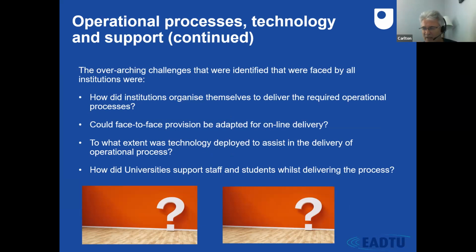So the first is, how did the institutions organize themselves to deliver what was required? Many institutions looked to see what they did already in a face-to-face environment, and then looked to see if they could adapt that for online delivery. So that was the second point. Clearly, in doing that, many areas needed to make use of various aspects of technology. So that formed the third point: to what extent was technology deployed to assist in delivery? And also, whilst all this was going on, universities had to support both staff and students in being able to deliver these new processes. The fourth aspect. So I'm going to structure this presentation around those 4 points.